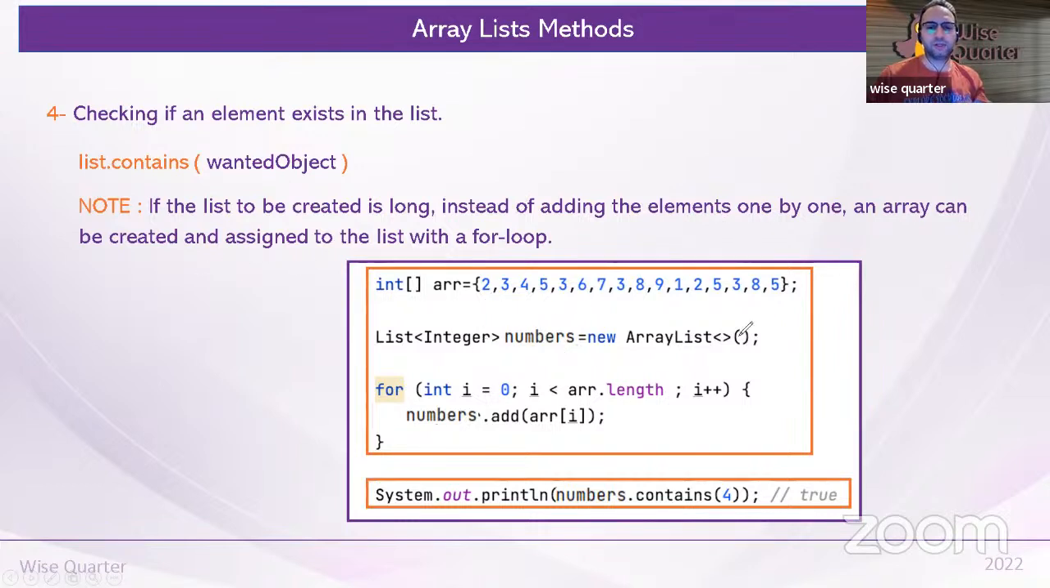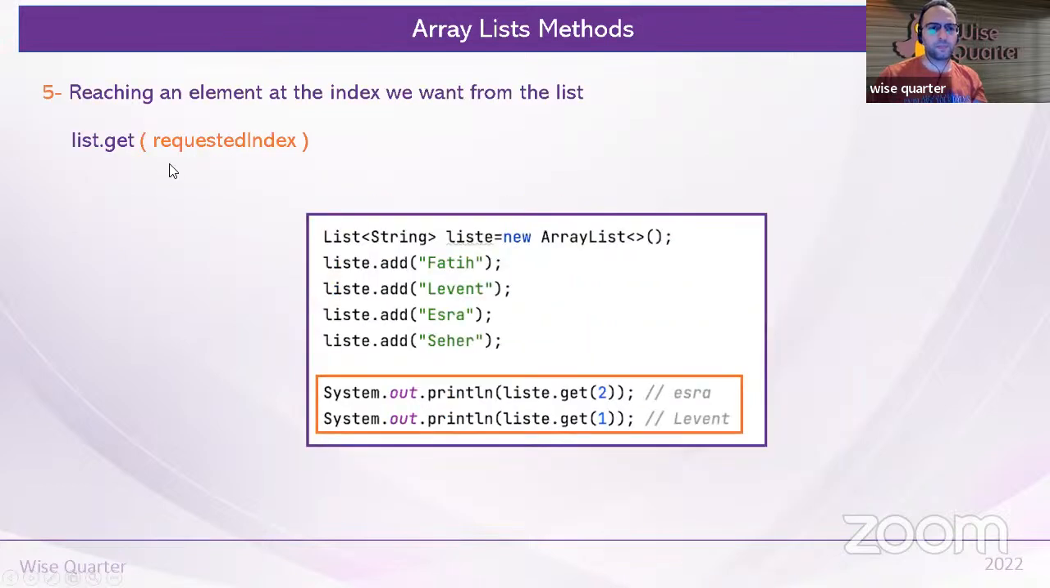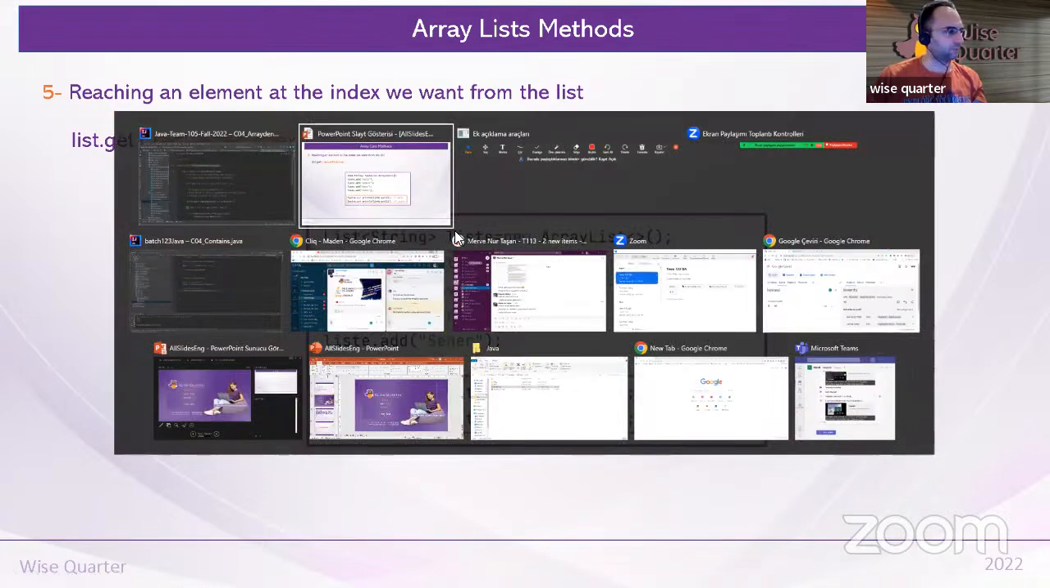And here, just like the previous one, I have created a for i loop, and numbers are added to the list. And we are using the contains method like this to see if it has 4 in it. Does it? Yes. Okay. Don't worry about it for now. We will see that part too.